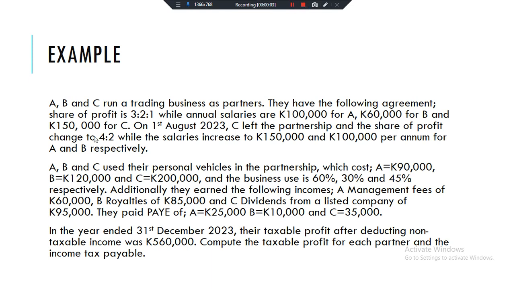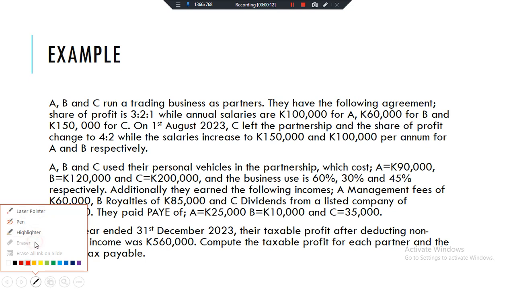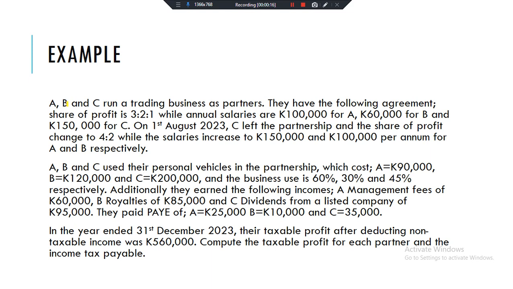Okay, so now let's go through our question here. So let me get my highlighter here. So now A, B, and C run a trading business as partners. They have the following agreements: share of profit is 3-2-2-1. While annual salaries are 100,000 for A, 60,000 for B, and 150,000 for C. On 1st August 2023, C left the partnership and the share of profit changed to 4-1, while the salaries increased to 150,000 and 100,000 per annum for A and B respectively.